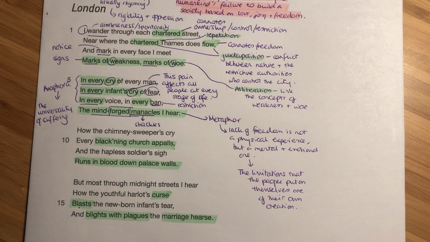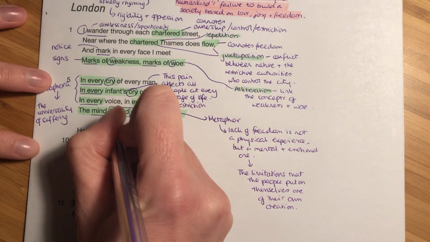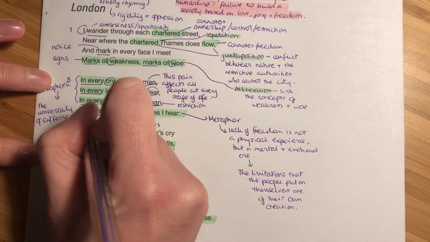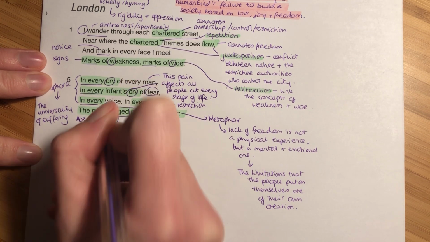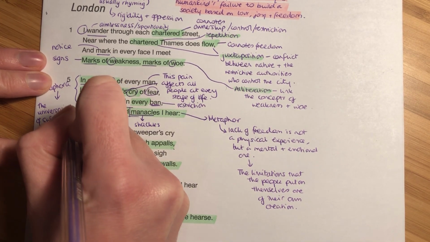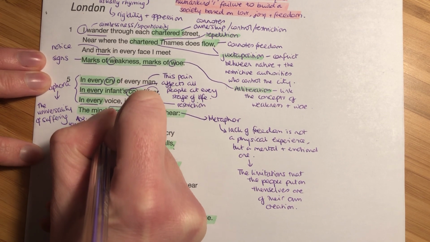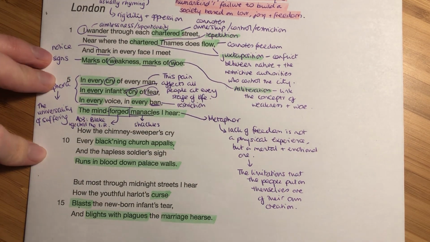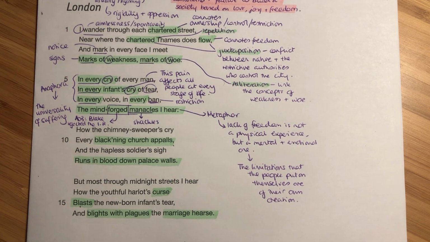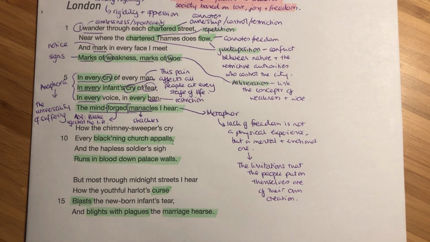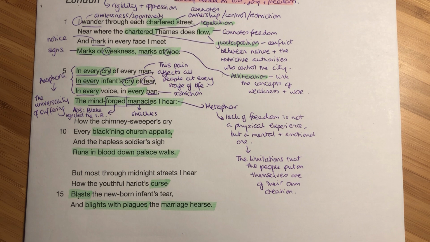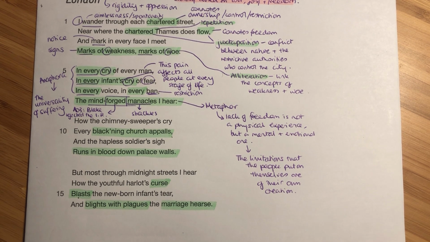Okay, so let's remember that AO3 link. Blake rejected the Industrial Revolution. I'm just going to abbreviate that as IR. Okay, so on to stanza 3 then. How the chimney sweepers cry, every blackening church appalls, and the hapless soldier's sigh runs in blood down palace walls.